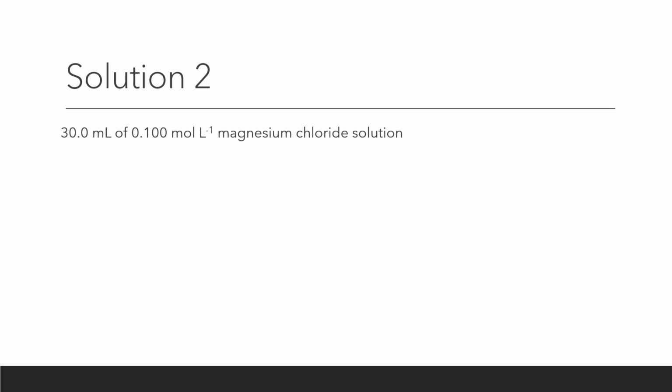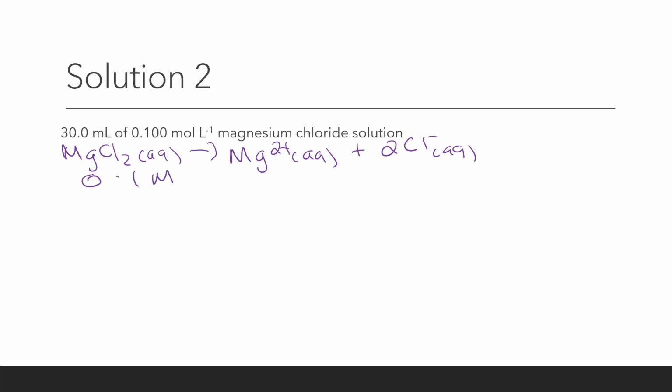So now let's look at solution 2. Our magnesium chloride does not exist stuck together. It's fully dissociated. So you have magnesium ions and chloride ions. So if we have 0.1 mole per litre of magnesium chloride, look at the equation. The ratio is 1-to-1 for magnesium ions. So you have 0.1 moles per litre of magnesium ions and 0.2 moles per litre of chloride ions because it's a 1-to-2 ratio.